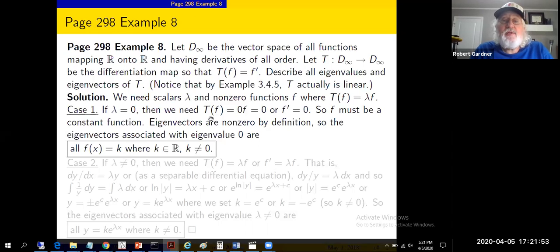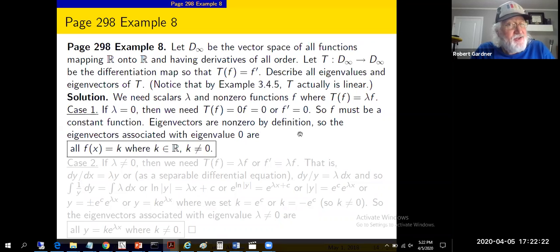If lambda equals 0, then we're applying the transformation to f, and with lambda equal to 0, we're getting out 0 times f, we're getting out the 0 function. So we've got a function whose derivative is 0. Well, you know what kind of functions have derivatives 0 from calculus 1. They're constant functions. So we've got this satisfied when f is a constant function. Eigenvectors then are constant functions.